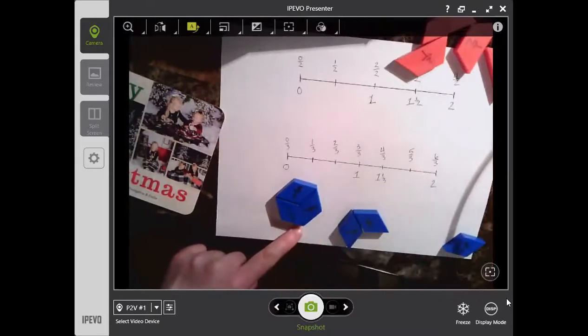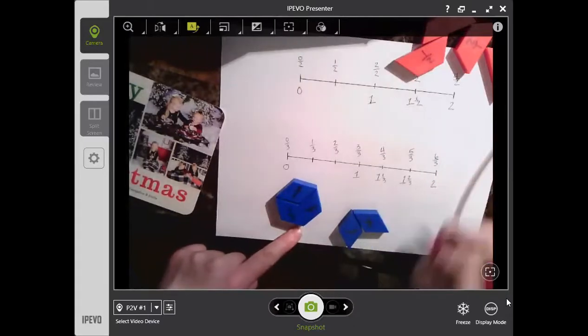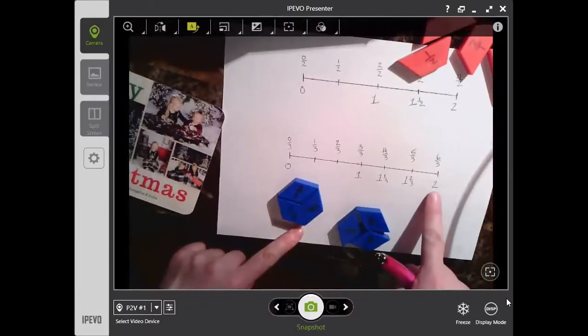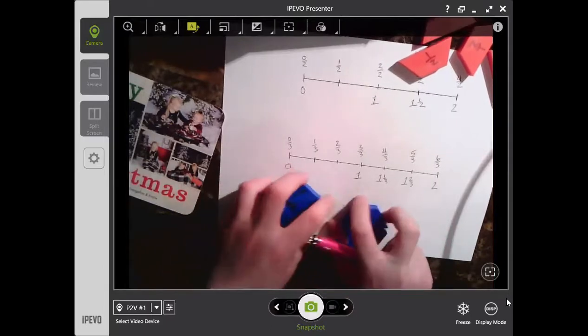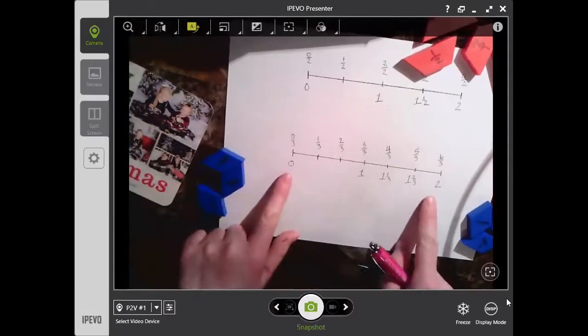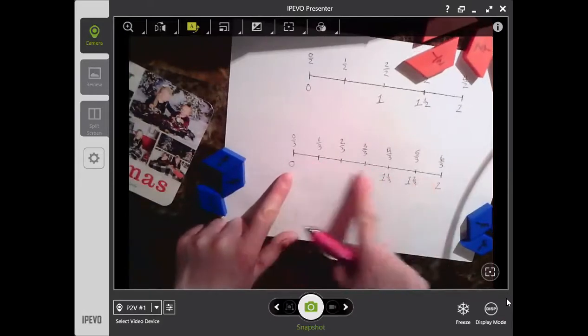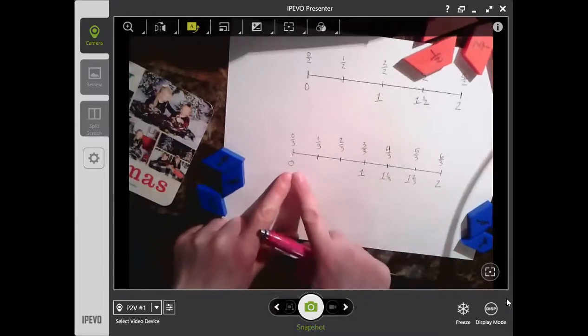5 thirds I can also call 1 whole and 2 thirds. And then there's my 6 thirds, which is 2 wholes. So when I was splitting this number line into thirds, I have 6 different pieces because my number line is split between 0 and 2, not just 0 and 1.